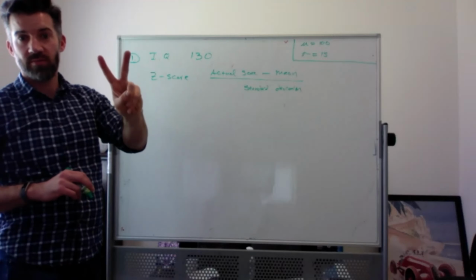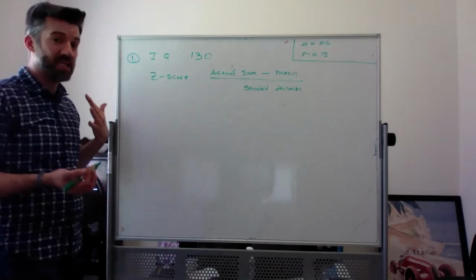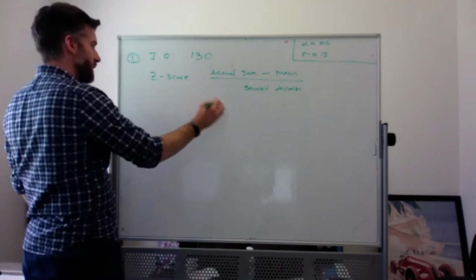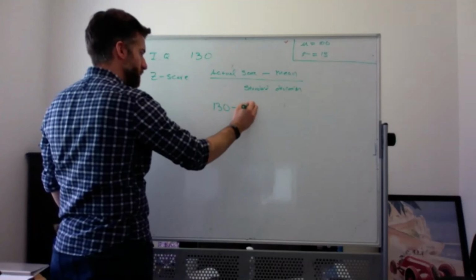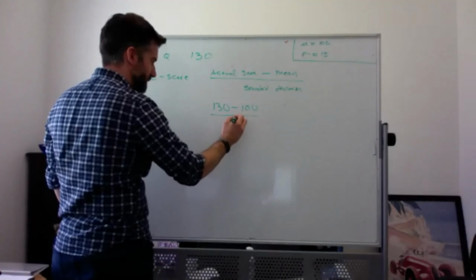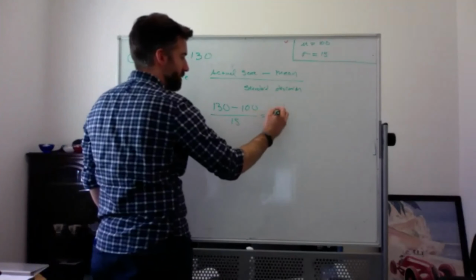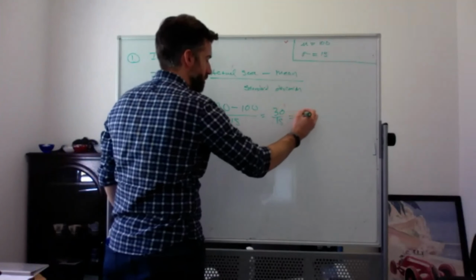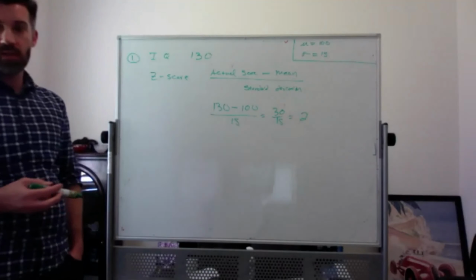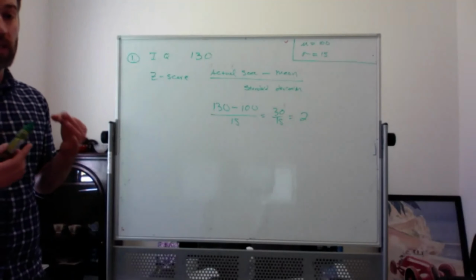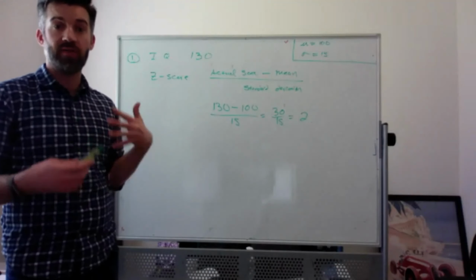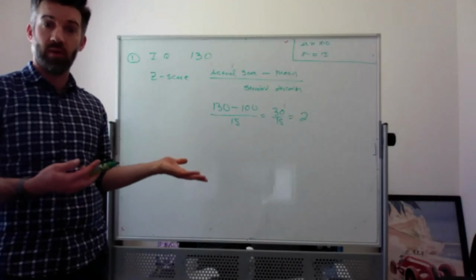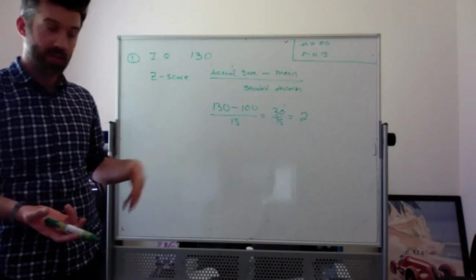Two. And that is the z-score. So if I calculate the z-score here, it's 130 minus 100 divided by 15, which is 30 divided by 15, which is 2. So the z-score literally tells us the number of standard deviations above or below the mean that our value is.